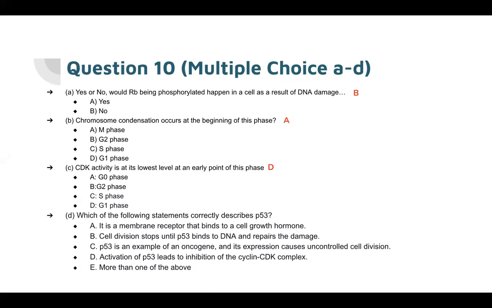I'm going to pause here for a second so you can read them because they're a little bit longer. I think this was a final exam multiple choice question, so maybe you'll get lucky enough to get it again this year. If you read that, you would know that D, activation of P53 leads to inhibition of cyclin-CDK complex, is the correct answer. Any questions on A through D?